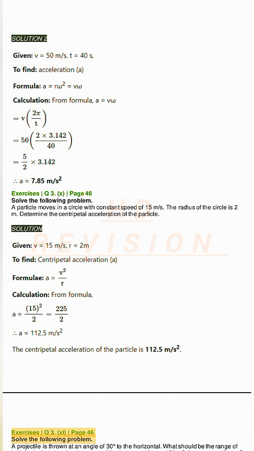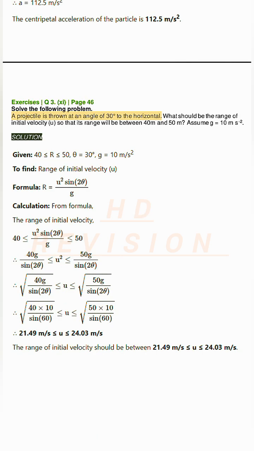Exercises Q3. Page 46. Solve the following problem. A projectile is thrown at an angle of 30 degrees to the horizontal. What should be the range of initial velocity, u, so that its range will be between 40 meters and 50 meters? Assume g equals 10 meters per second squared. Solution.